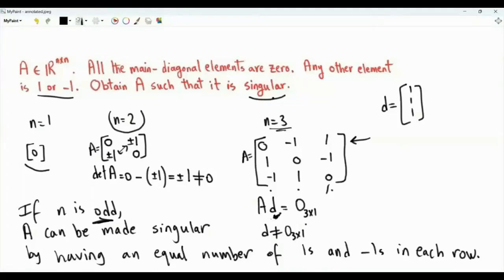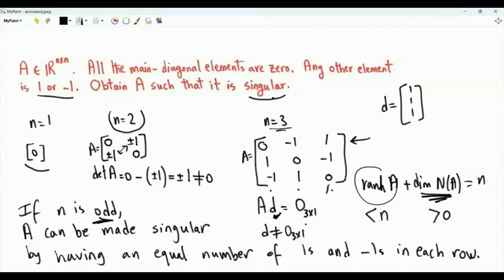The null space of the matrix is non-trivial. The matrix is rank deficient. Recall the rank nullity theorem. The rank of the matrix plus the dimension of the null space is equal to the number of columns. If the dimension of the null space is strictly greater than 0, then the rank of the matrix is strictly less than n, so that their sum is equal to n. If the matrix is rank deficient, it is not invertible.